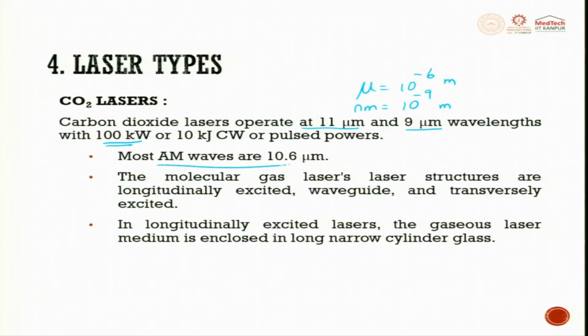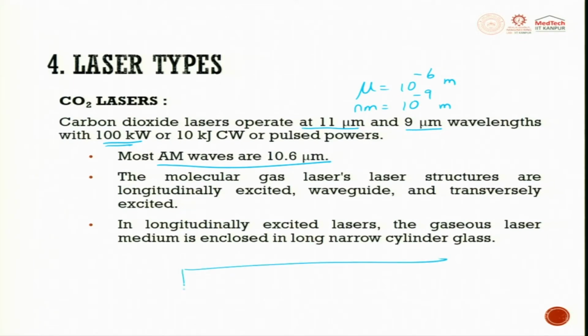Most of the additive manufacturing machines use 10.6 micrometer as a wavelength. The molecular gas laser structures are longitudinally excited, waveguides, and transverse excitement happens. In the longitudinally excited laser, the gaseous laser medium is enclosed in a long narrow cylinder.